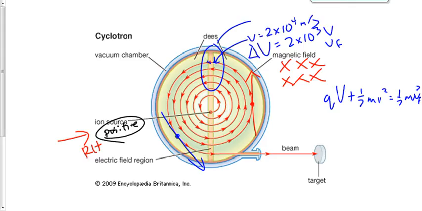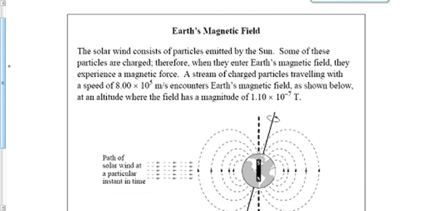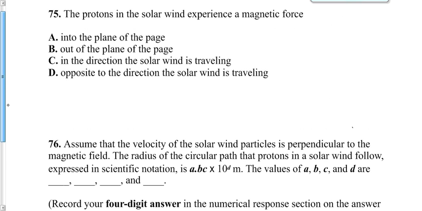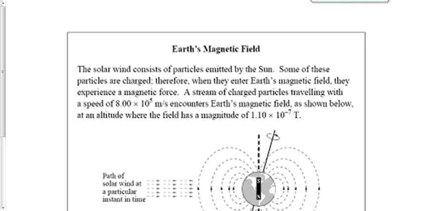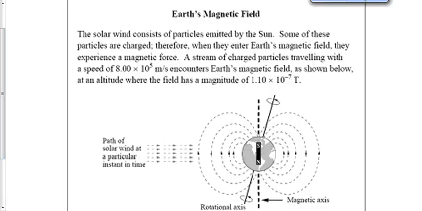All right. Here, let's do a couple multiple choice questions. First one that I'd like you to look at is multiple choice number 75, and you might as well do 76 along with it since the two of them go together. Time to have a look here. The question says solar wind consists of particles emitted by the sun. Some of the particles are charged, therefore, when they enter the Earth's magnetic field, they experience a magnetic force.